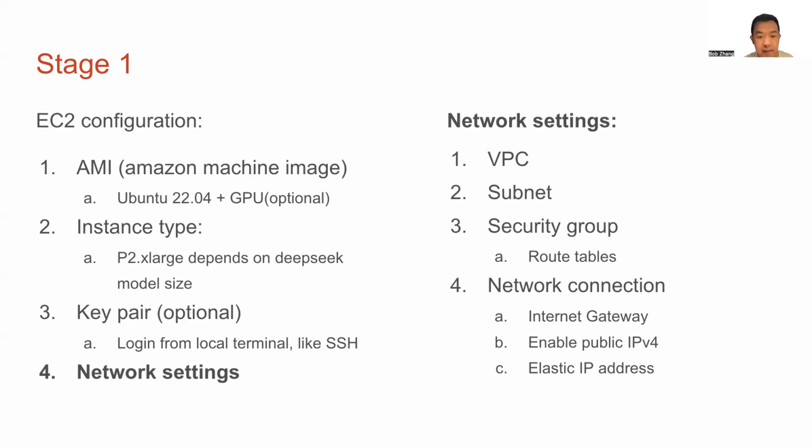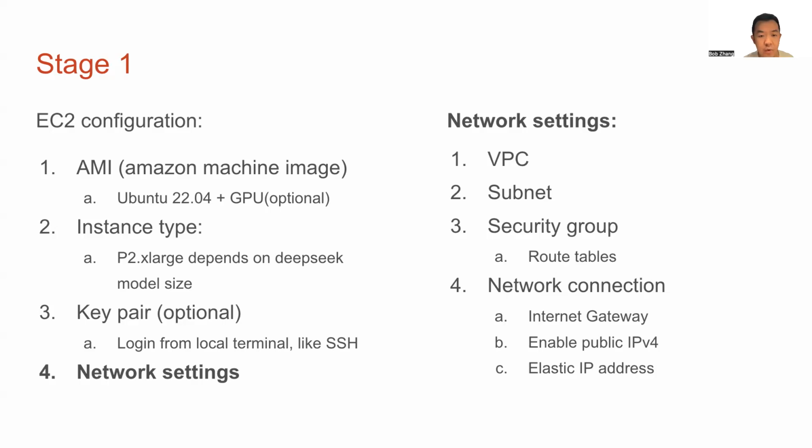And the instance type is important. We are going to use a P2 xlarge, which we have chosen based on DeepSeek's model size. In this case, the DeepSeek model is 8 billion parameters, which requires 20 to 30 gigabytes of memory.